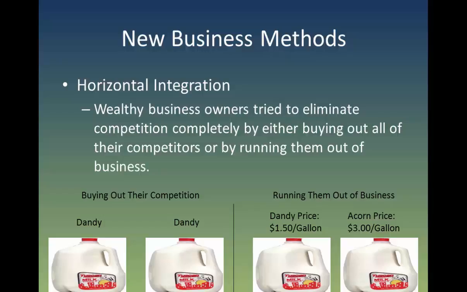Yes, with this method, you're going to lose a lot of money. The Dandy would lose a lot of money up front because they're probably breaking even. They're not making any profit. But if you are a business owner who has a lot of money, you can suffer for a little bit, and then once the Acorn goes out of business, then you're the only business, and you can raise your prices back up because people have to pay what you're charging. So the two ways, buying out their competition or running them out of business. That's horizontal integration.